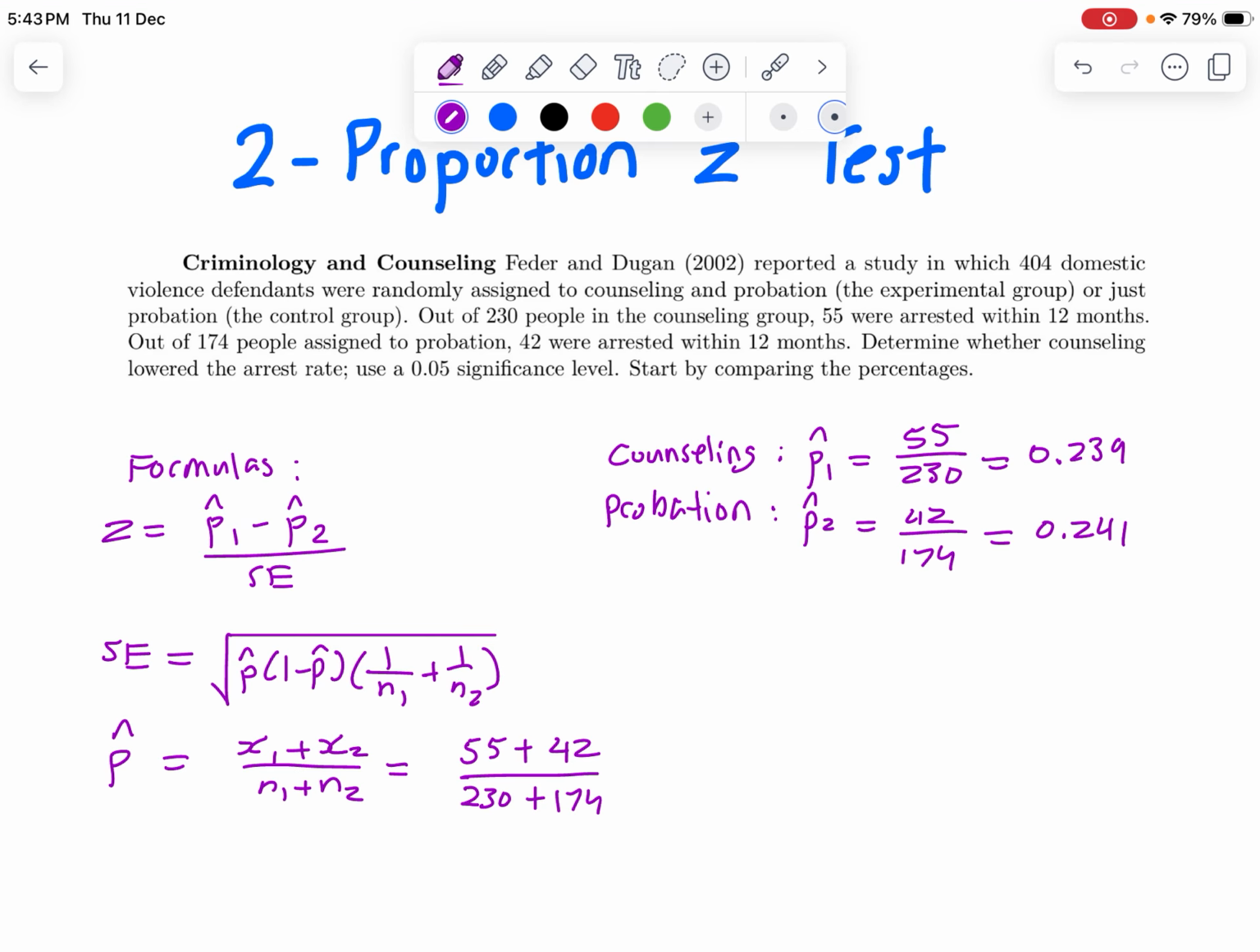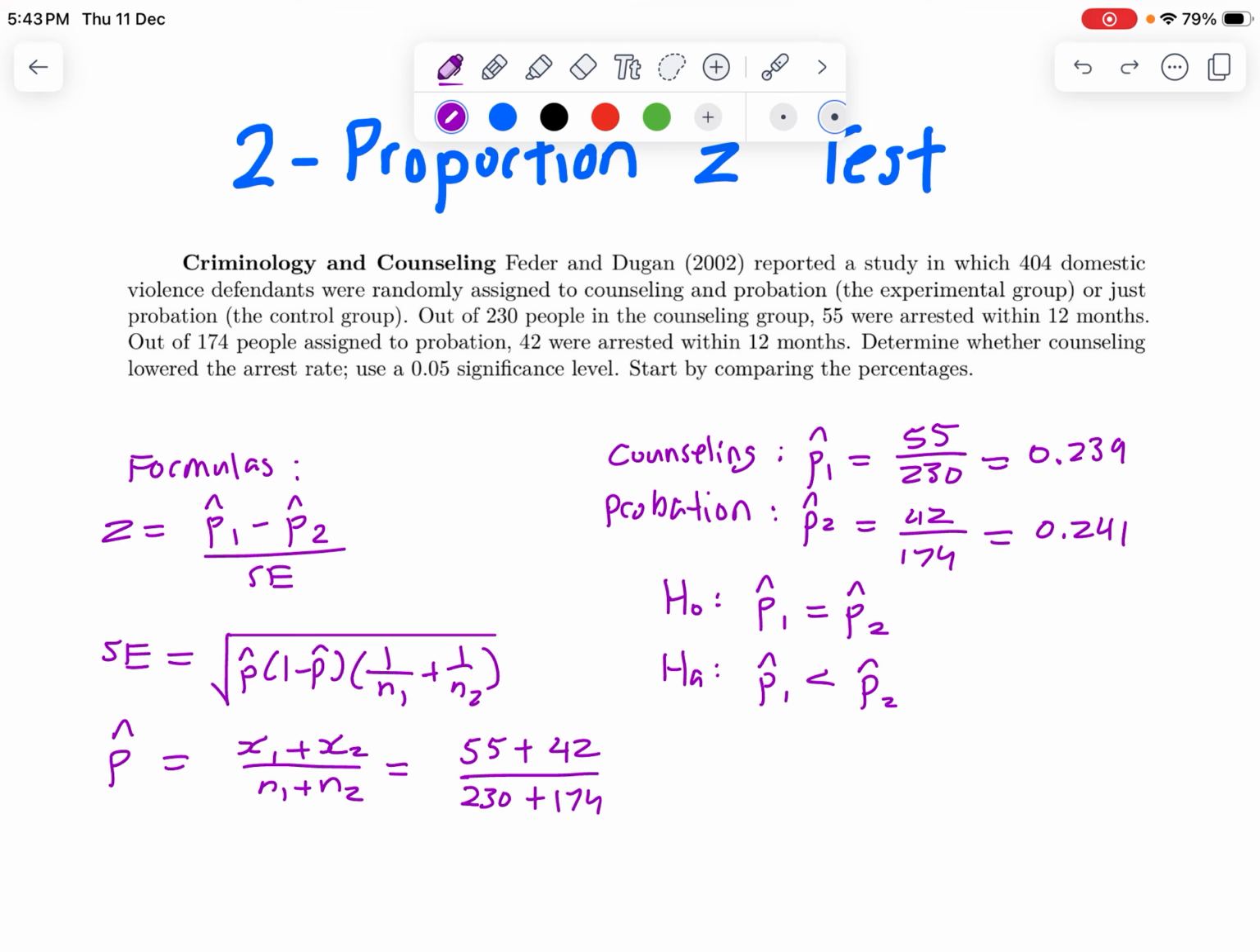Now that we have that, let's state our null hypothesis. The null hypothesis for a two-proportion z-test is always that the two proportions are the same. For the alternative, we want to look at the question. It says we want to determine whether counseling lowered the arrest rate. So we want to determine that the arrest rate is less than the arrest rate in the other group. That's why we put a less than sign, which is one-tailed, not two-tailed.